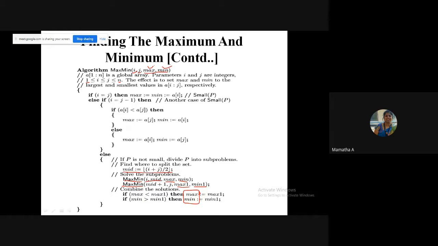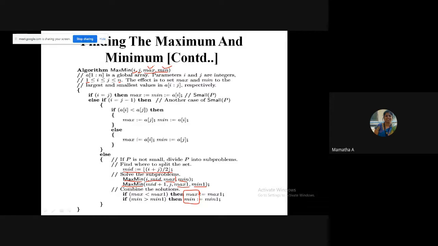Otherwise also you can write like this. If you have given the variables max 1, max 2, is max 1 less than max 2? Then max equals to what? That you can do. That also you can do. Okay. No problem. So this is how it will work.